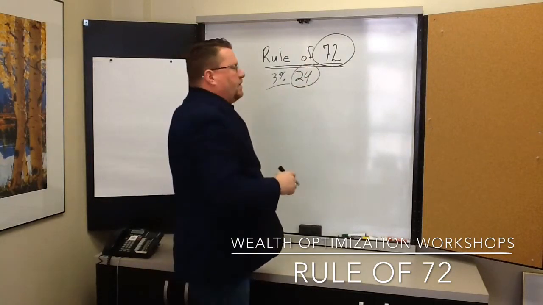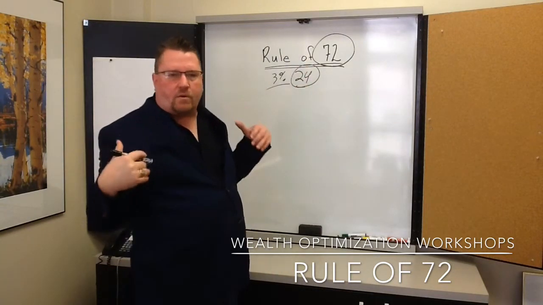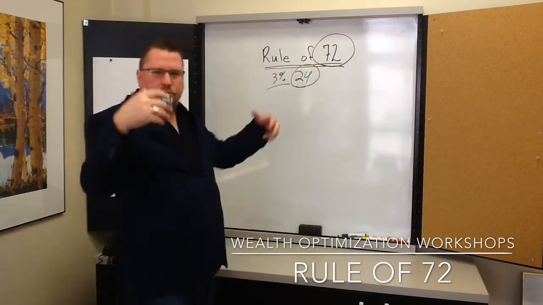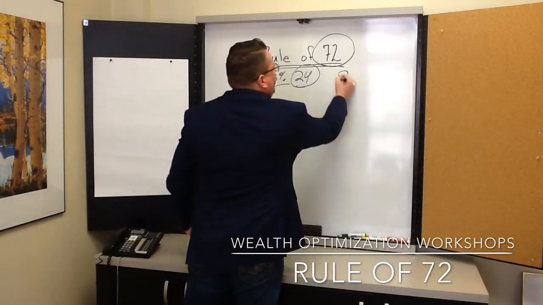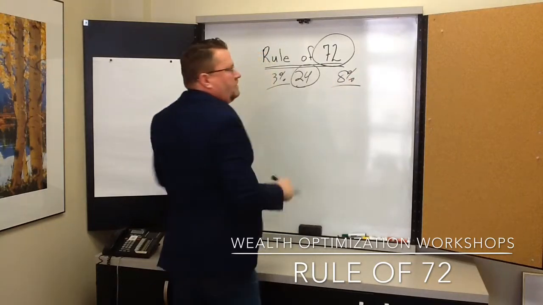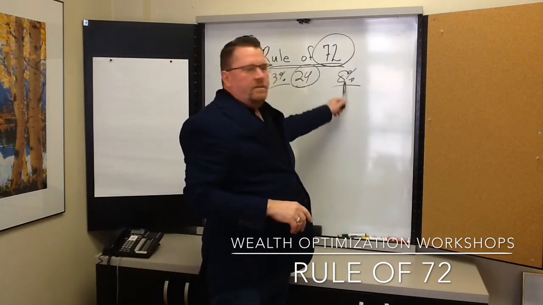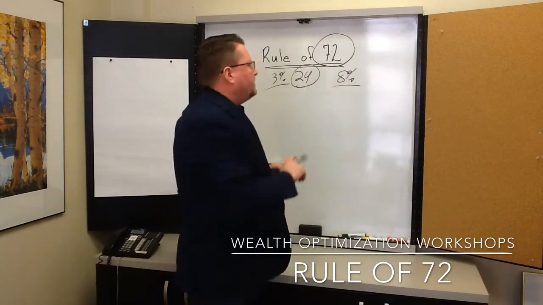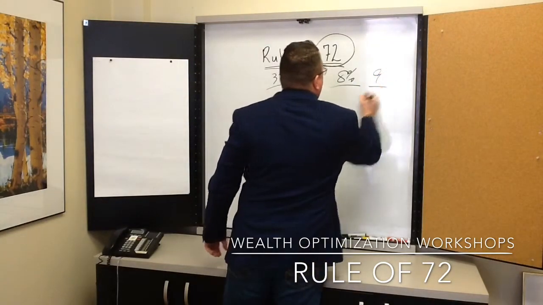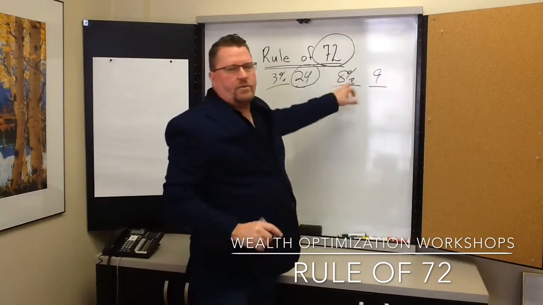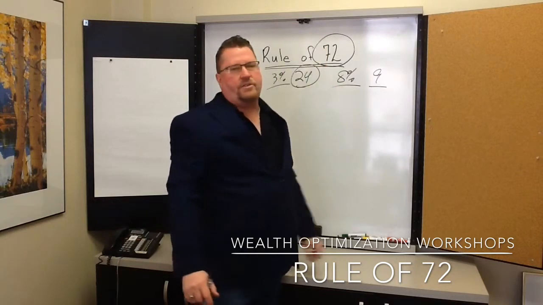Alright? Now if you were averaging 8%, let's say in a more growth-focused, diversified mutual fund portfolio, if you're averaging 8%, 72 divided by 8 is 9. So it would take you 9 years to double your money in that example. So regardless of what growth rate you're averaging, it tells you how long till your money doubles.